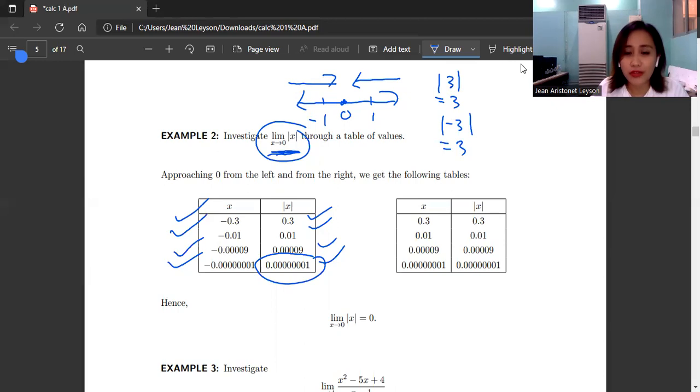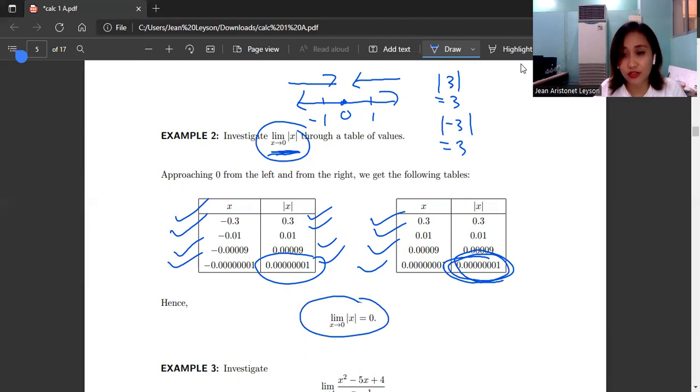Now, from the right side, you can use the following values: 0.3, 0.01, 0.0009, 0.000001, and in the end, we will approach this number. So if you compare the values, we can conclude that the limit of the absolute value of x as x approaches 0 is 0.